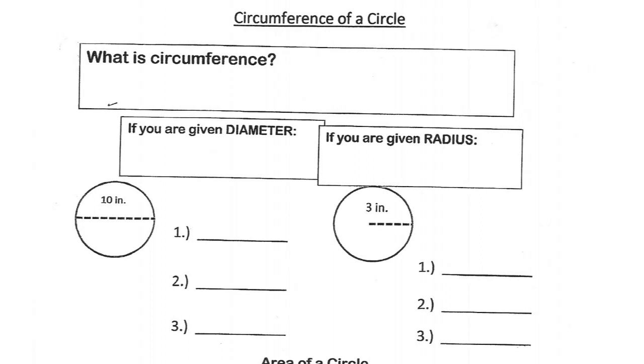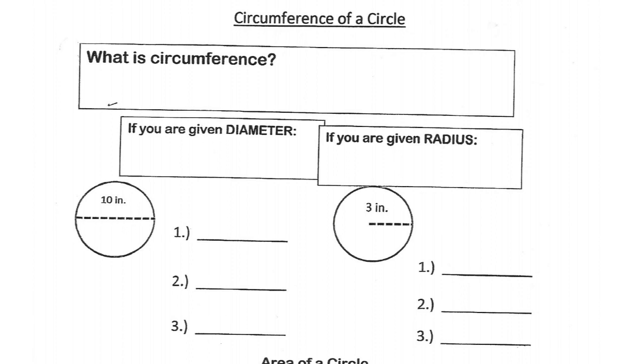Okay, so first things first, we're going to talk about circles. We're going to talk about circumference and area of circles. So let's get into that. Circumference is the distance around the circle.